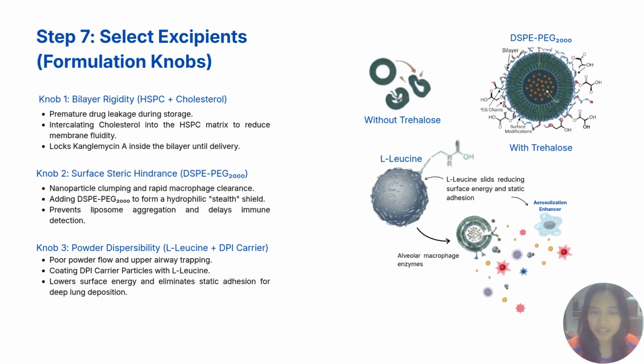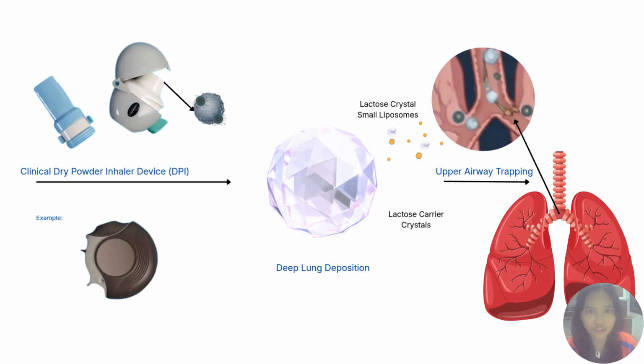We use a clinical DPI device to deliver our engineered powder. By coating lactose carriers with L-leucine, we reduce surface energy and static adhesion. This design effectively bypasses upper airway trapping, ensuring the medication consistently reaches the target alveolar region. This is the visualization of utilizing the dry powder inhaler with the crystals going into the lungs.